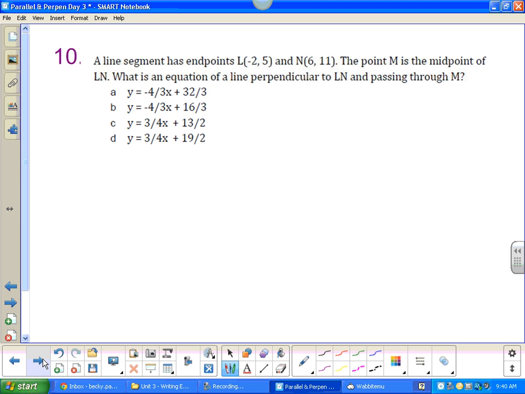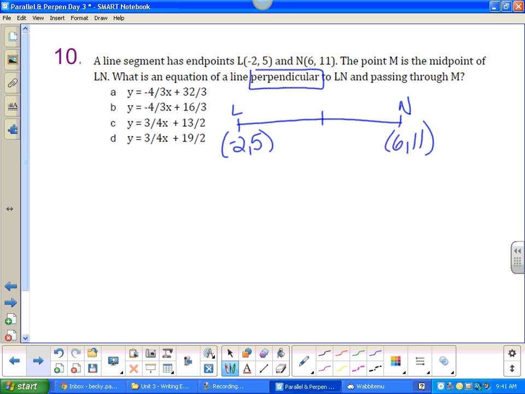Number 10, a line segment has endpoints of -2, 5, and 6, 11. M is the midpoint. I'm going to draw L, N, -2, 5, 6, 11. M is the midpoint. I want to be perpendicular. Find the midpoint first. Add, that'd be 4, half it, that's a 2. Add, that's a 16, half it, that's an 8.